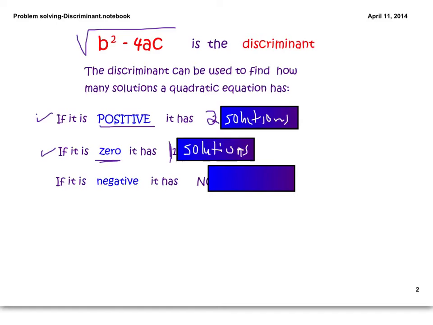For example, on your formative, you came up with a 2 and a 2. You only had to put that once. And if the discriminant is negative, remember it has no solutions.